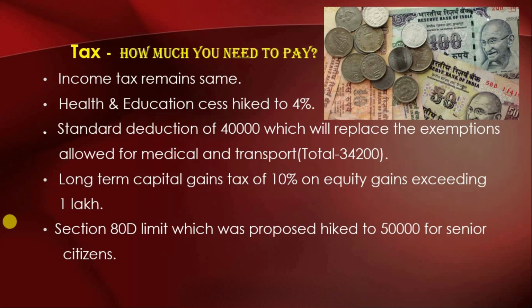Section 80D of the Income Tax Act 1961 deals with the tax deductions on medical insurance. So the government proposed a limit of 30,000 previously. Now it has been hiked to 50,000 for senior citizens.